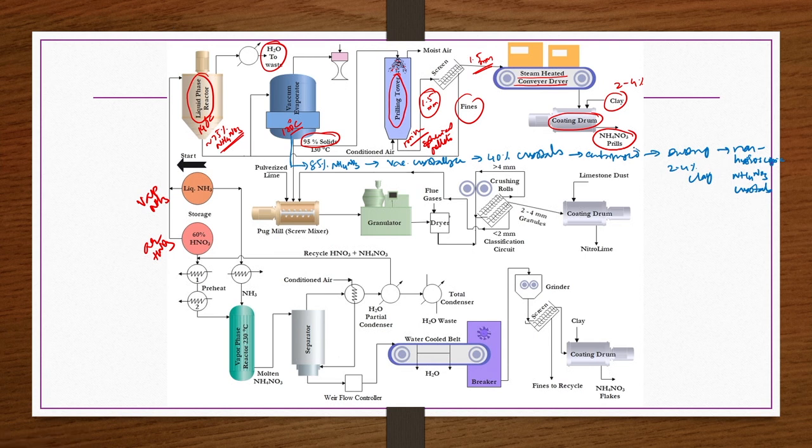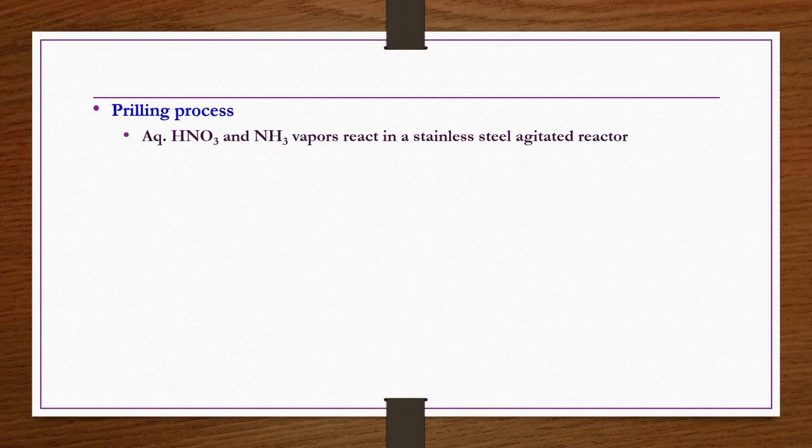This is the crystallization process. While doing the centrifugation, the liquor is recycled to either the vacuum evaporator section or the vacuum crystallizer section for makeup purposes. This is about the prilling process as well as the crystallization process. Two processes we have discussed here. Now we are going to see the description once again. Under the prilling process, we have aqueous HNO3 and ammonia vapors reacting in a stainless steel agitated reactor.